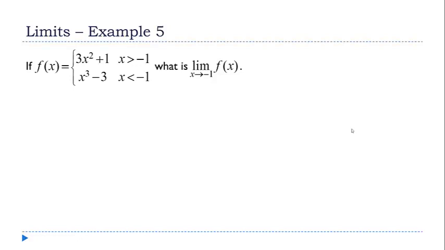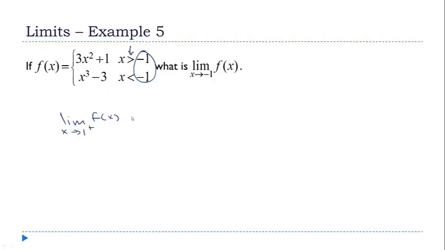All right, so how about this one? We're talking about the limit as x approaches negative 1. And you see that's the transition point, right? So when you're looking at a piecewise defined function, and you want to know the limit as x approaches that transition, then you have to look at the limit from each side. The limit of f of x as x approaches negative 1 from the right, that's this part.